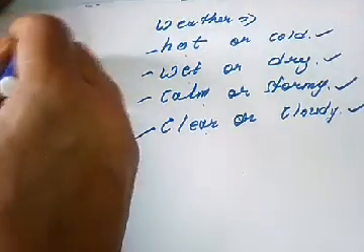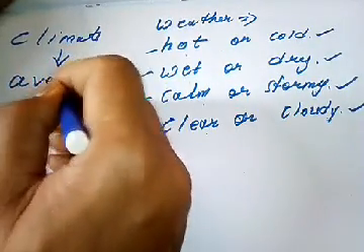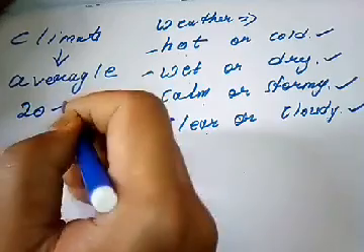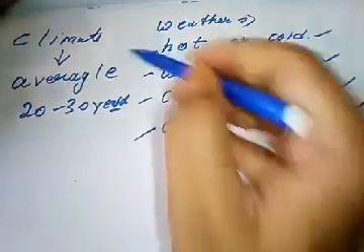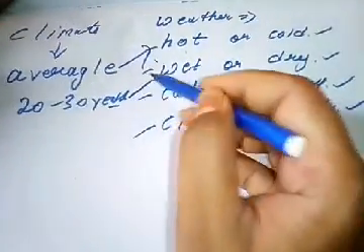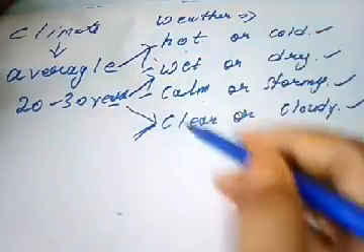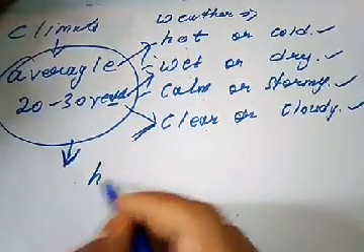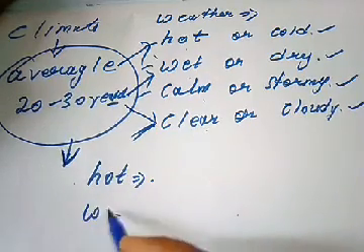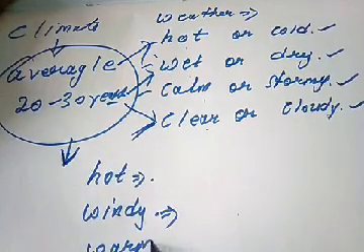as weather. But in regards to climate, it is taken as the average of 20 to 30 years. How? Whether the place is hot, whether the place is wet, whether the place is clear. So it is determined in the form of climate. Suppose, for example, we can say the climate of a place is hot, it may be windy, it may be warm or wet.